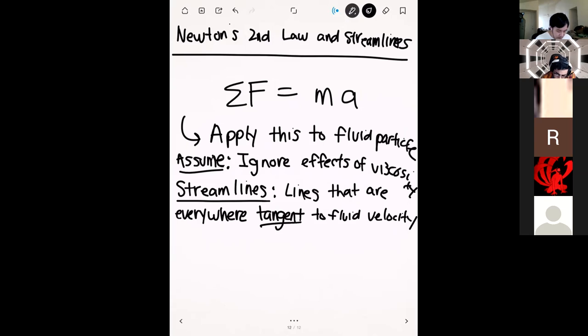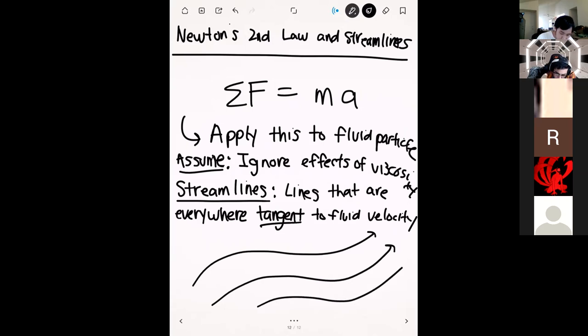Okay, so I'll draw a couple of streamlines here. I kind of implicitly drew these on the previous page with air going over an airfoil. The way I like to visualize streamlines is to imagine you have a stream or a river that's flowing, and you want to draw it and show the direction of the flow.